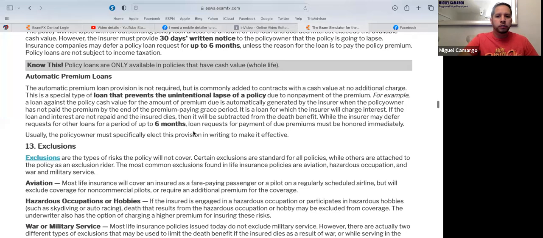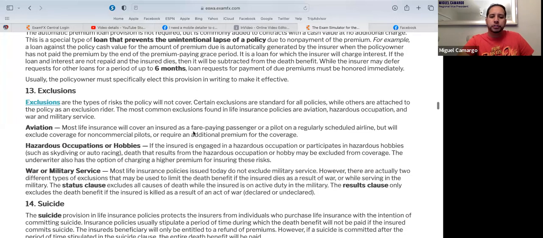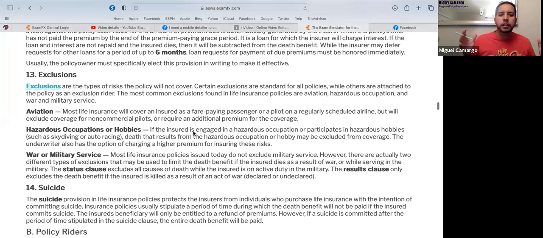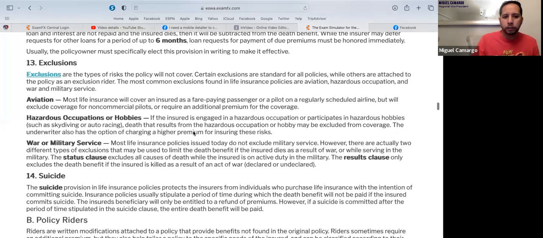Now, let's talk about exclusions. Exclusions, and a whole fancy word is, why will this policy not pay out? What is going to stop me from actually getting this money? Well, there are three things we want to look at.